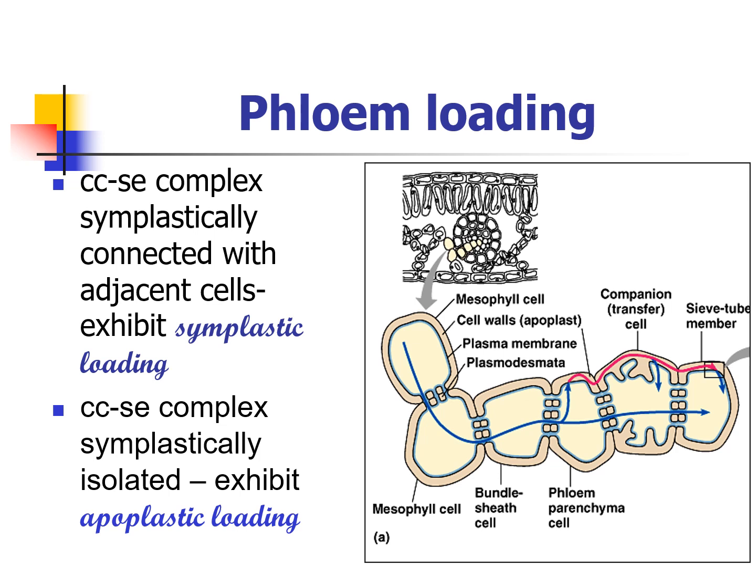It has been observed that those plants with companion cell sieve tube element complexes that were symplastically isolated exhibited characteristics of apoplastic loading, while those with abundant symplastic connections exhibited characteristics of symplastic loading.